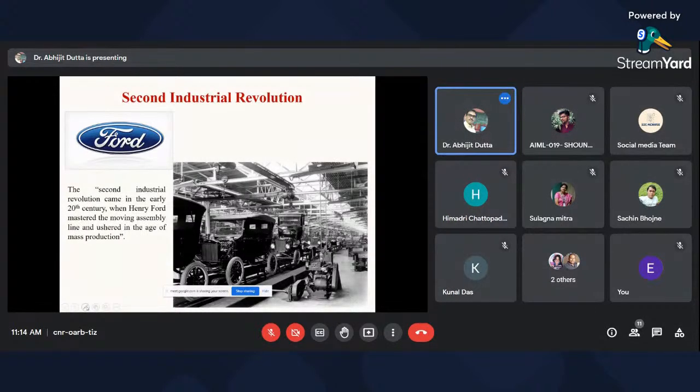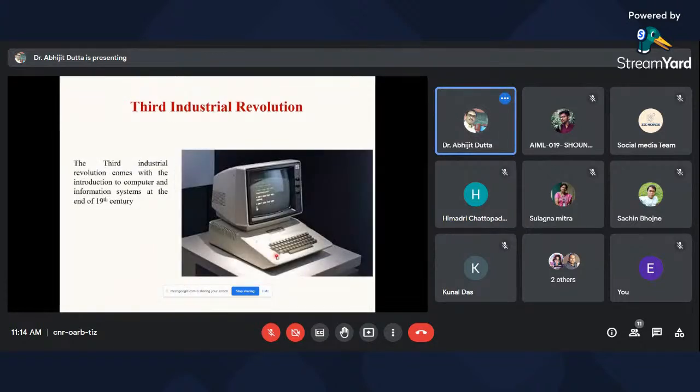And here you can see, to meet the demand, the car is continuously produced with the help of the assembly line, and mass production has taken off. The third industrial revolution was first introduced in the 19th century with the introduction of the computer and information systems. And if you see an example of the automation, this is the system with which, in the third industrial revolution, we introduced automation.